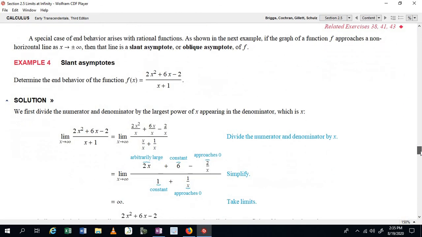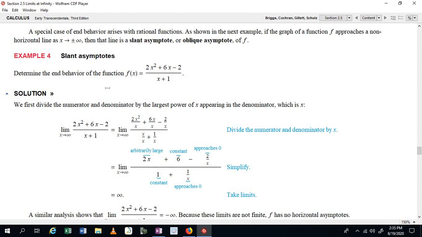So next time, I'm going to look at the end behavior of a special case of a rational function where you end up with slant asymptotes. So hopefully you'll get a chance to look at that one as well.